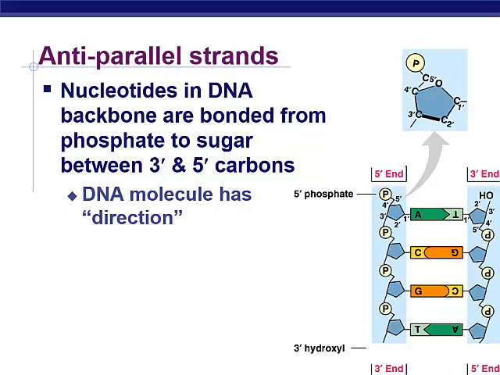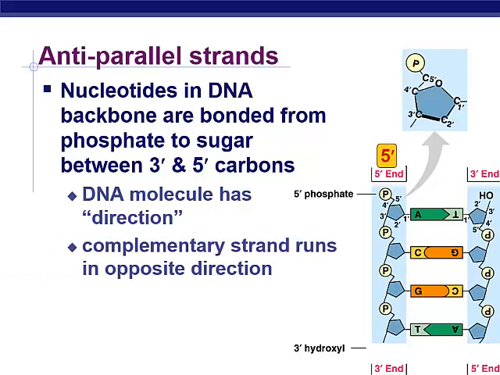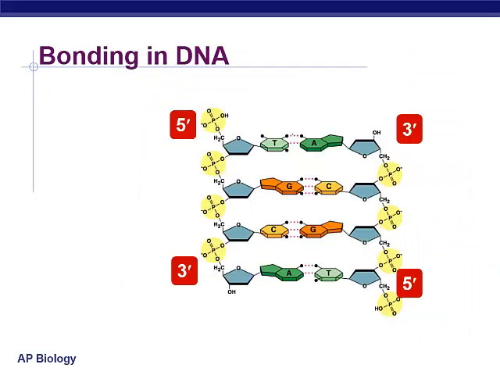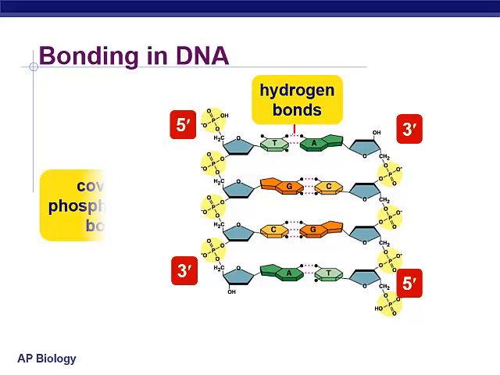Questions on that? Still review. What kind of bonds are here in pink between the A and the T? Hydrogen bonds. Good. And how many hydrogen bonds are between A and T? 2. How many hydrogen bonds are between C and G? 3. Very good. And the bond between nucleotides is the phosphodiester bond. Thank you, Kristen.